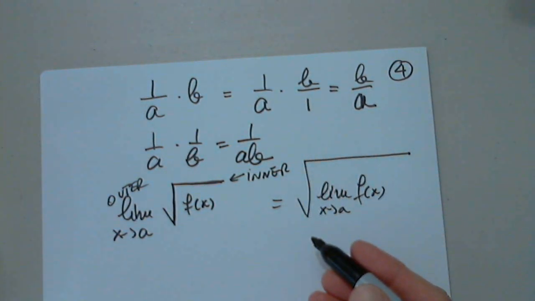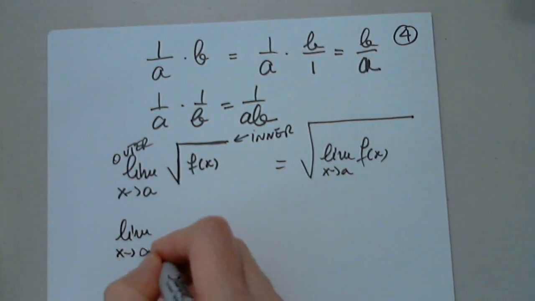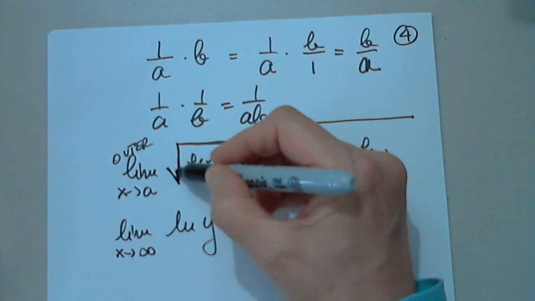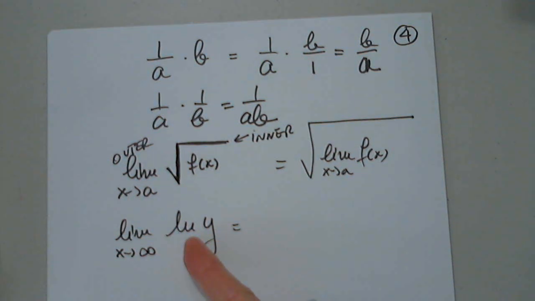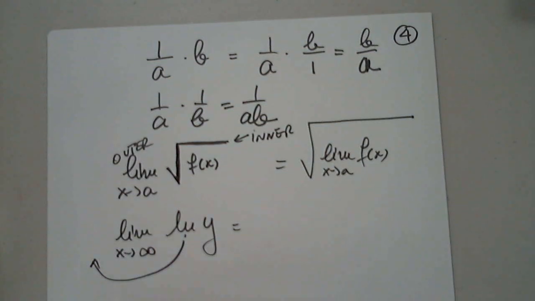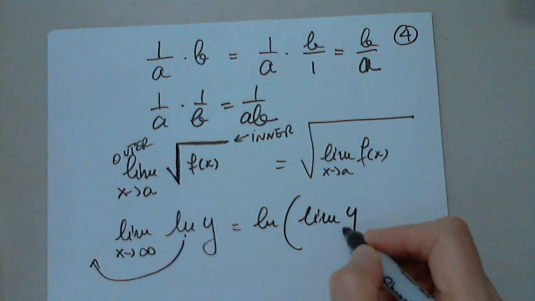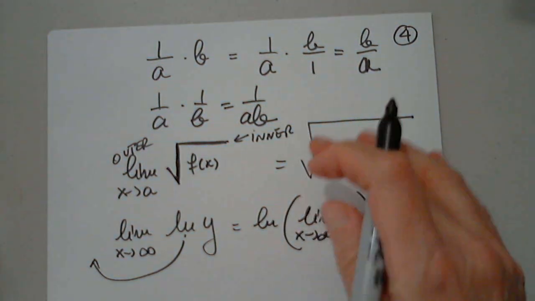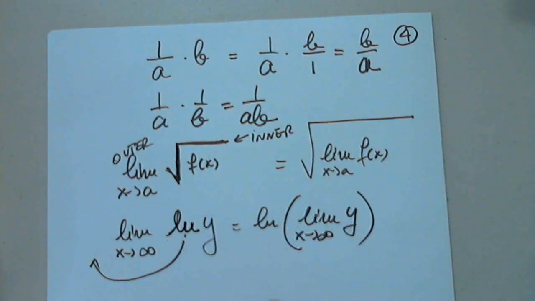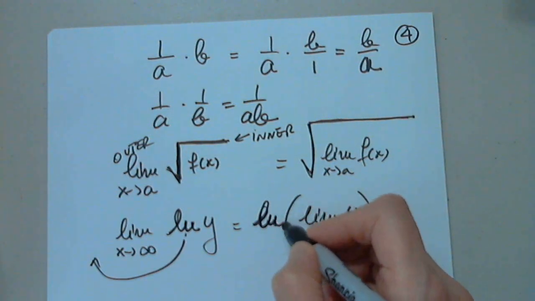This is maybe easier to see. This is exactly what we did with the limit as x approaches infinity of natural log y. Now the inner operator, instead of being the square root, is the natural log. So I will take the natural log and make it the outer operator, and I will make the limit the inner operator. It's the same process. Here the inner operator was the square root, and here is natural log. And now this became the outer, and this became the outer.